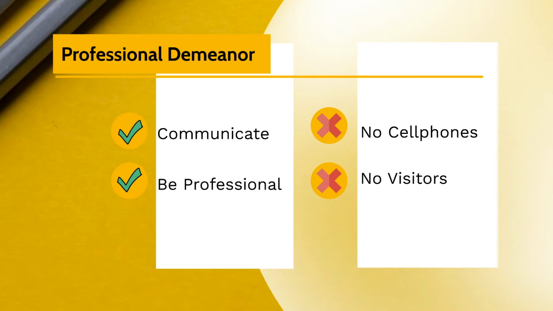Now let's go into professional demeanor. On the left-hand side, you'll see that communication and professionalism are the two highlights when it comes to professional demeanor. Make sure at all times you are communicating with not only your supervisor, but also the parent you're working with, the student you're working with, and any other community member that you are brought into. Now on the right-hand side, you'll see, again, to reiterate, no cell phones are allowed on campus. Only time cell phones should be used is when walkie-talkies are down at your site and you need to get a hold of your site coordinator.